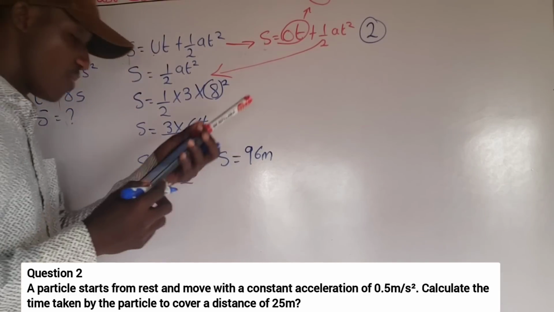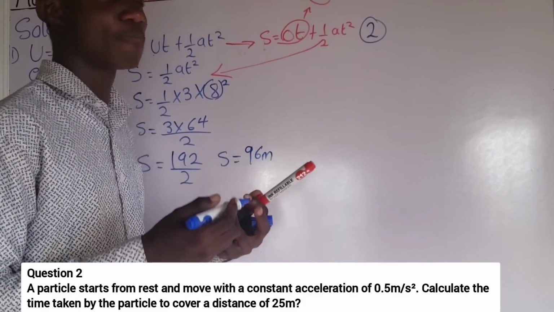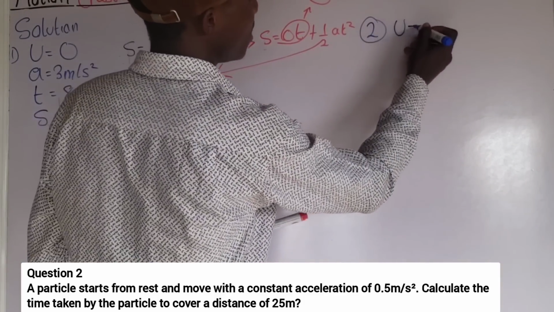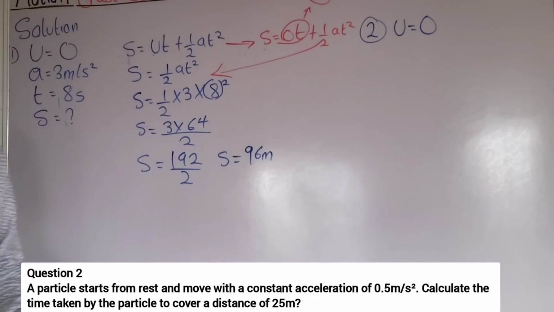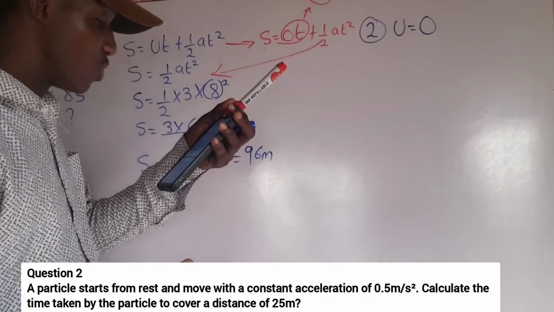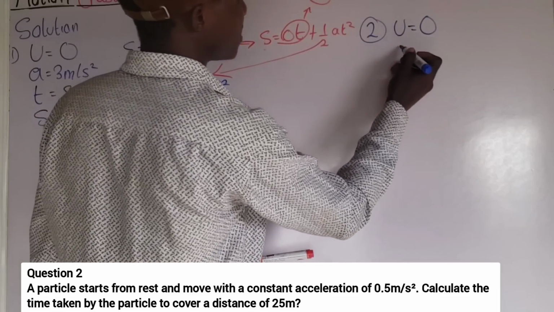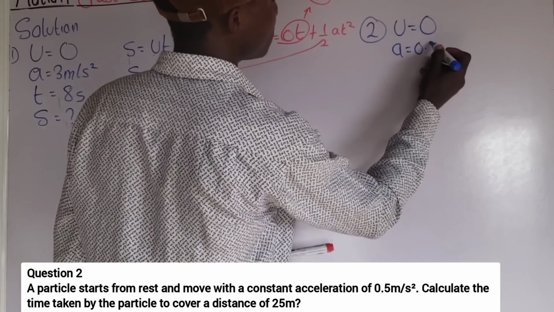Here we are given that a particle starts from rest. You can see that u is also 0, because the particle starts from rest. When an object is moving, it has significant velocity, but the particle is starting from rest, so that means it is not moving before. So u will be equal to 0. Now we are given that the acceleration is 0.5.